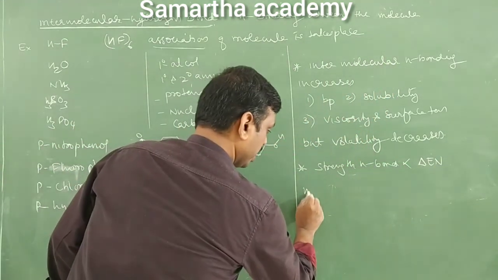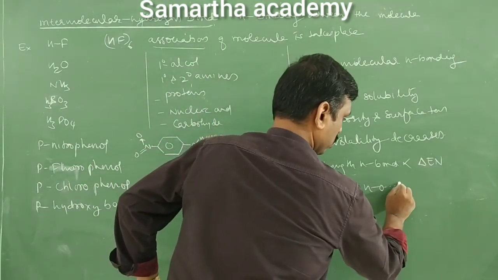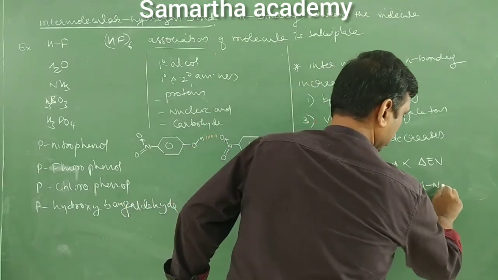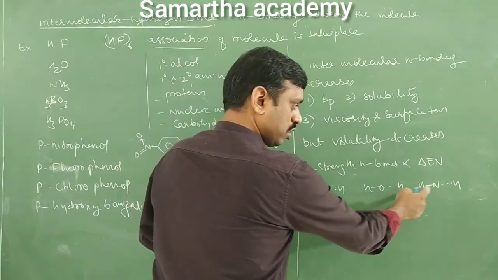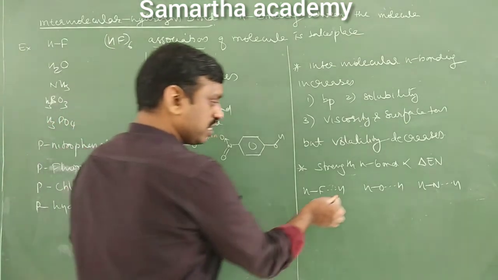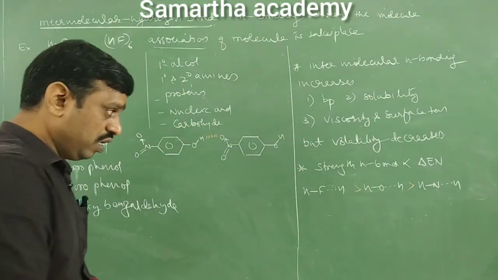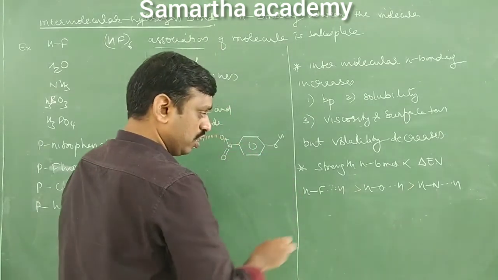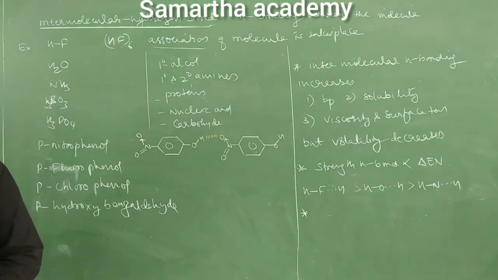For example, take HF, HO, H, HN, H. There is a hydrogen bond between HF, OH and NH. Come on, tell me which bond is stronger. Difference in electronegativity is more in HF, then OH, then NH. And remember, bond strength also. This hydrogen bond is stronger than van der Waals bond but weaker than covalent bond. Right?